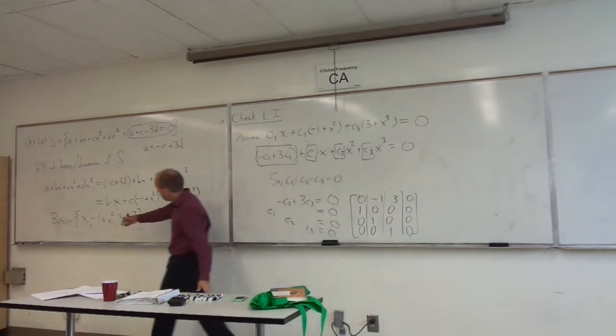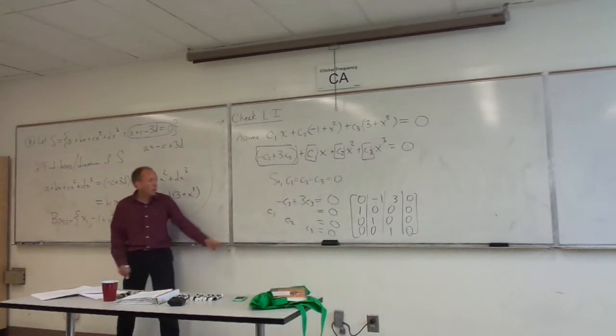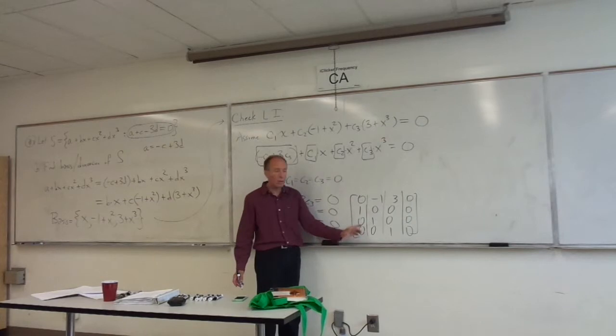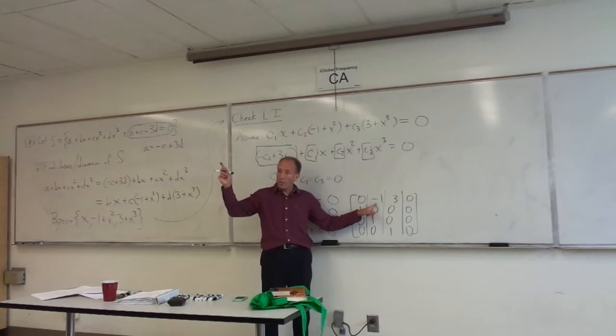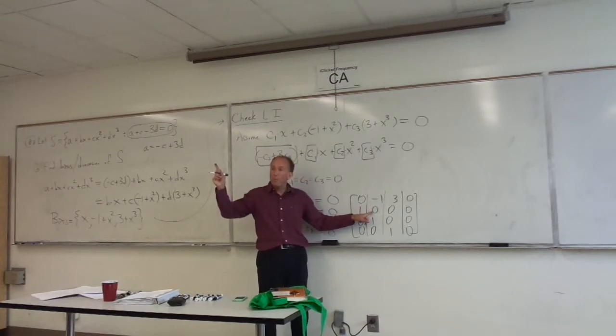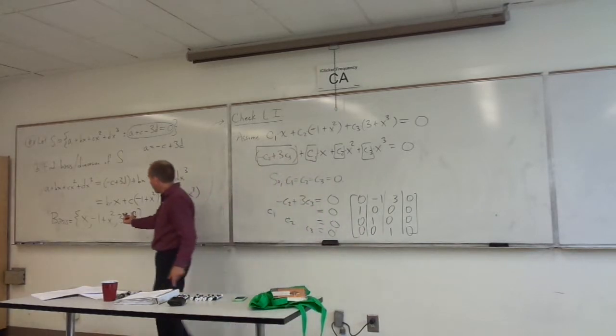So notice your first vector is just x. Well, that's represented in this first column because you have no constant term, one x term, no x squared term, and no x cubed term. The second column is negative 1 constant term, no x term, one x squared term, and no x cubed term. That's exactly this polynomial.